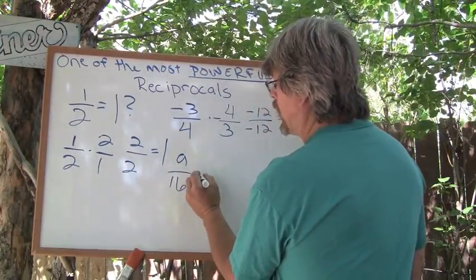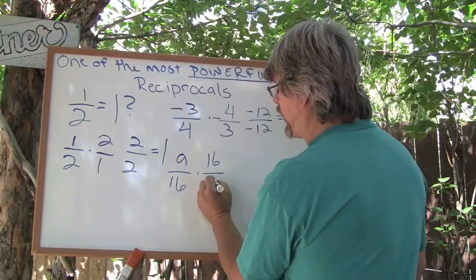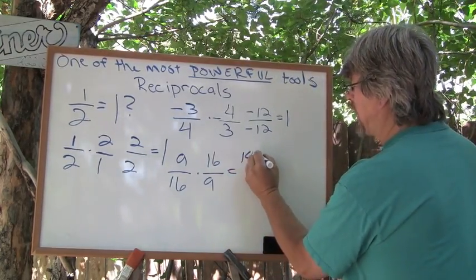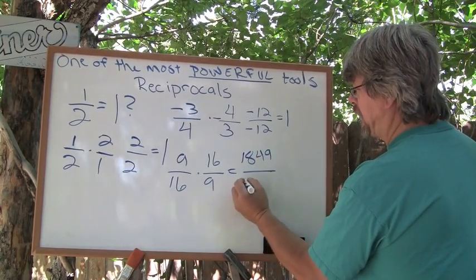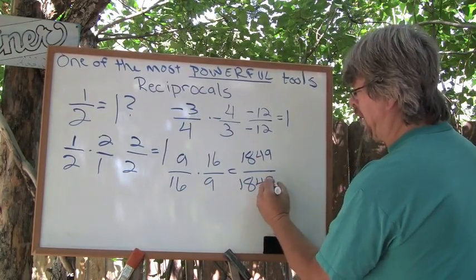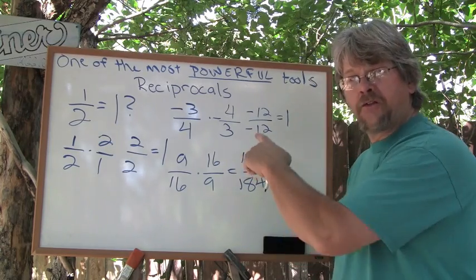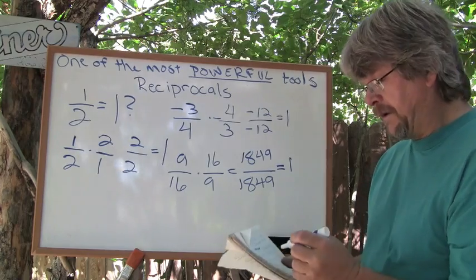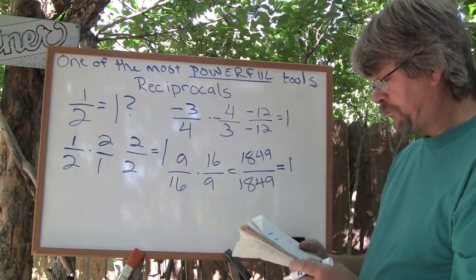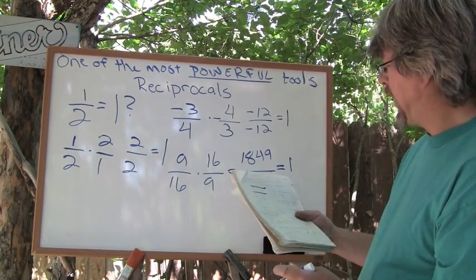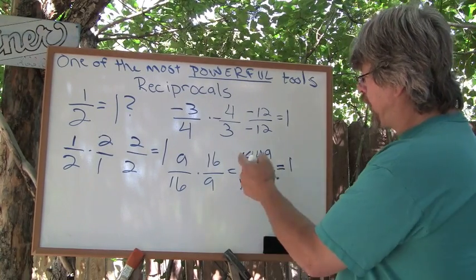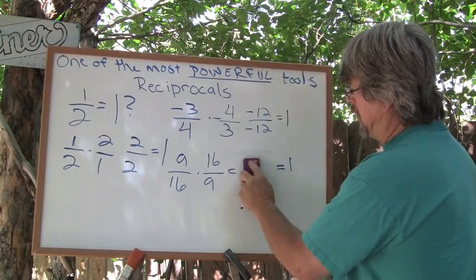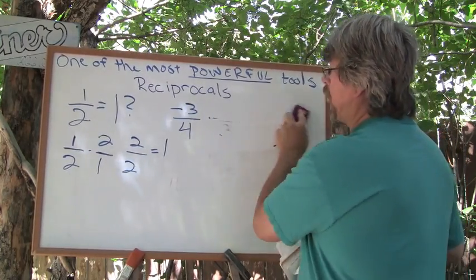9/16, we multiply by 16/9, and 16 times 9, 144, over 144, and any number over itself in the numerator and the denominator is always equal to 1. It's that easy. Oh, it's not 1849, but it's 144, sorry. I gave you the wrong number. It doesn't matter. It equaled 1.